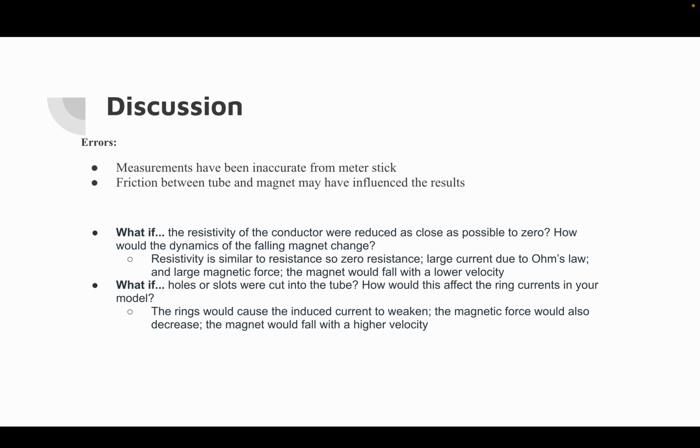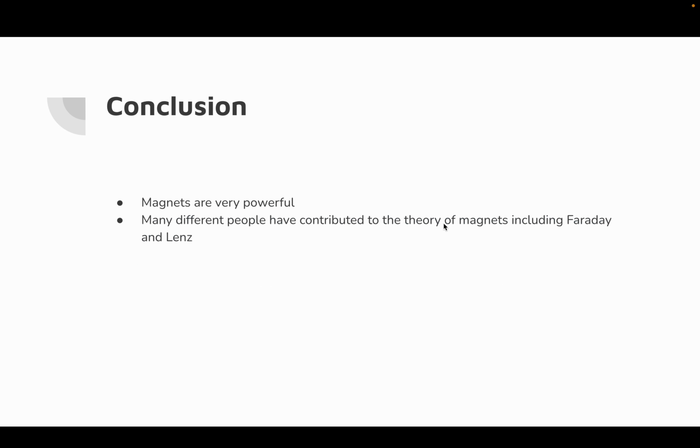To answer the question, what if holes or slots were cut in the tube, and how would it affect the ring currents? The slots would cause the induced current to weaken, and the magnetic force would therefore decrease, and the magnet would fall with a higher velocity this time.